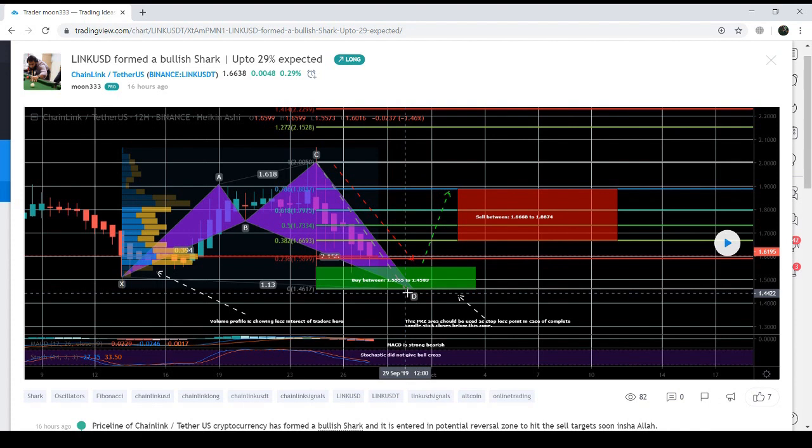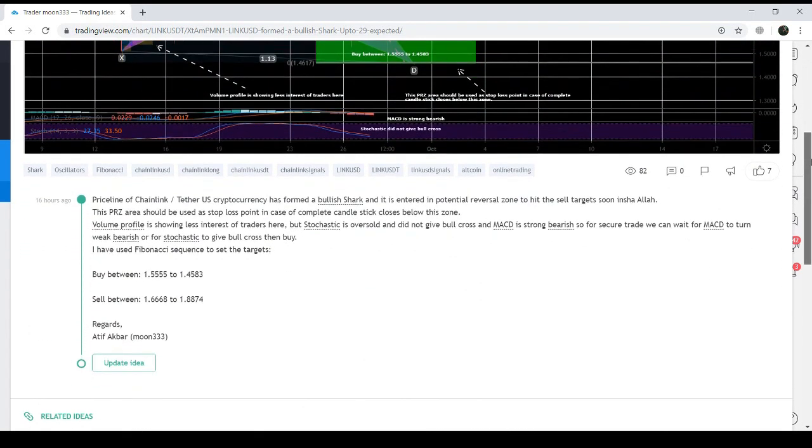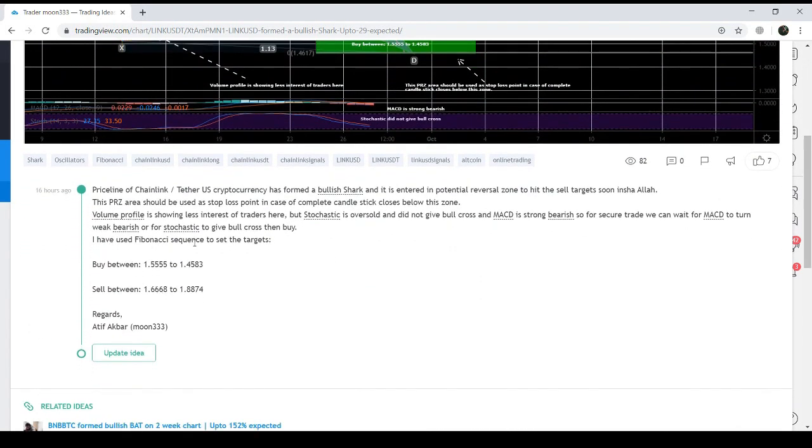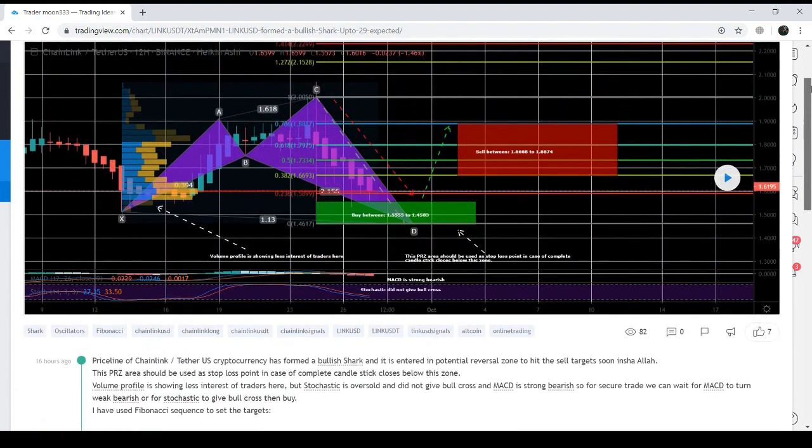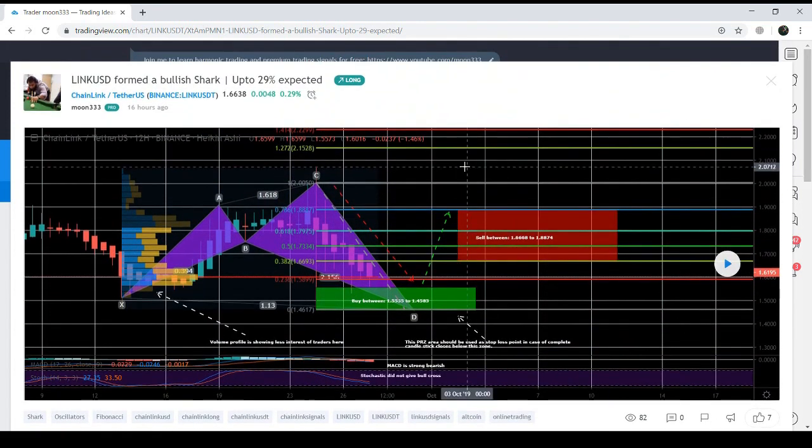So I'm expecting that the price action will take the bullish divergence from here, and again it will hit the sell zone. You can see this is my sell zone and this is my buying range, and you can also find these targets in the chart description. This short-term time period trade can give us up to 29% profit.